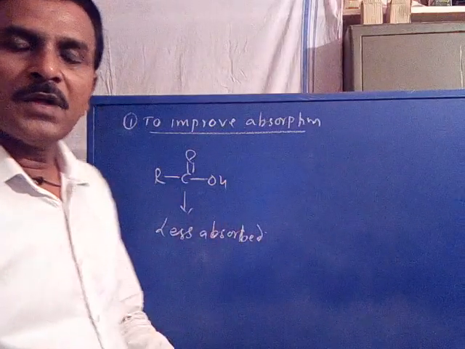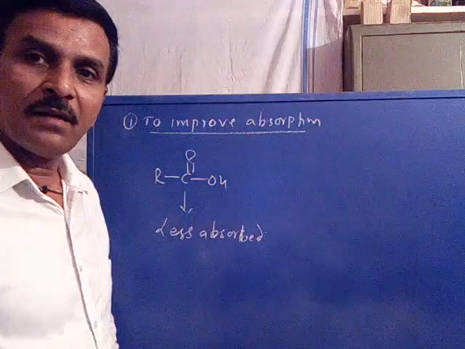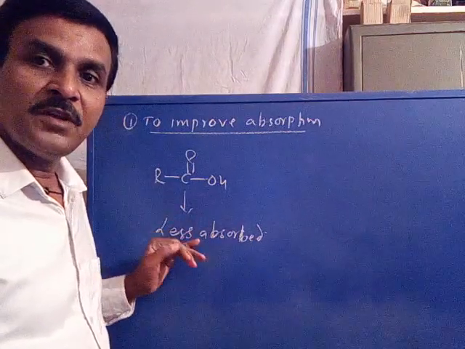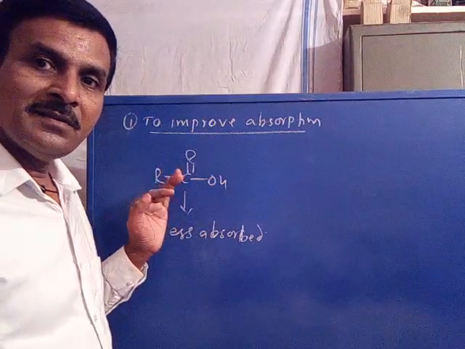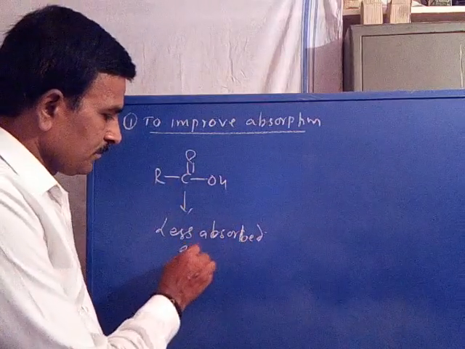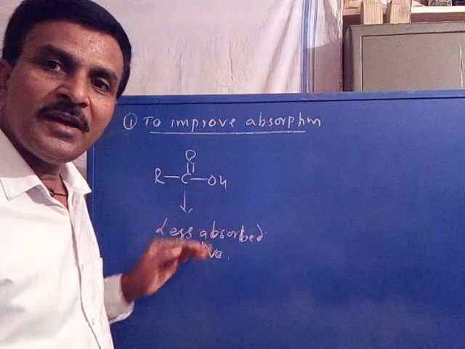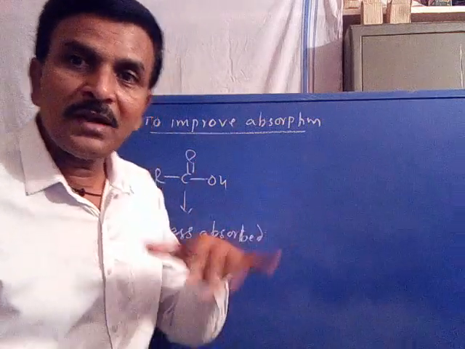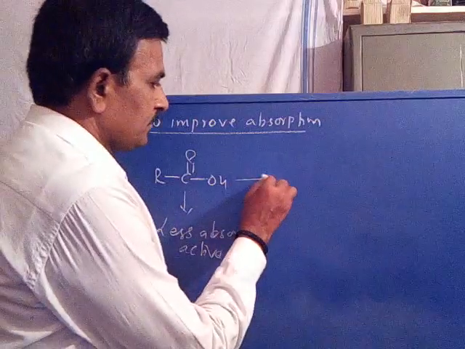So polar compounds are less absorbed by the lipid layer because of their hydrophilic nature. Is it clear? Therefore, its rate of absorption is less. When this drug is applied in its active form, because of its polar functional group, it is less absorbed. Is it clear? Now its absorption is improved by transforming the active form of a drug into a prodrug.